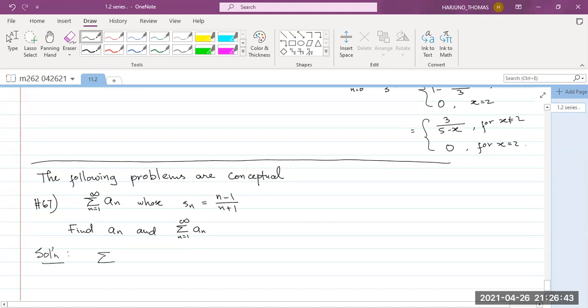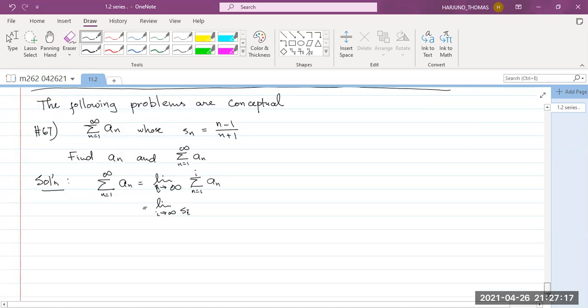Okay, this guy here, the infinite sum, is basically equal to the limit as n goes to, maybe I, to infinity of the ith partial sum. Is that right? Which is equal to the limit as I goes to infinity of the ith partial sum, that is, the limit as I goes to infinity of (I minus 1) over (I plus 1). Divide by I on the top and at the bottom. That will give me 1.